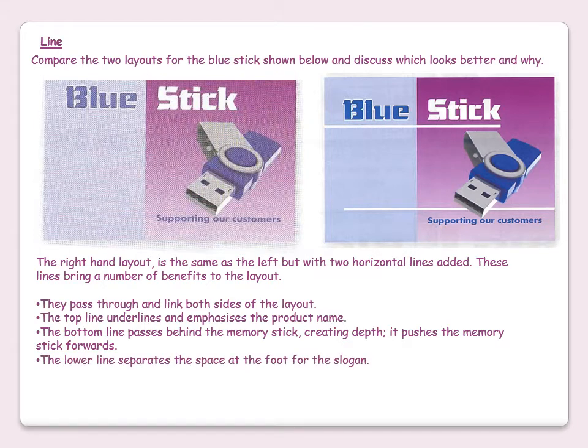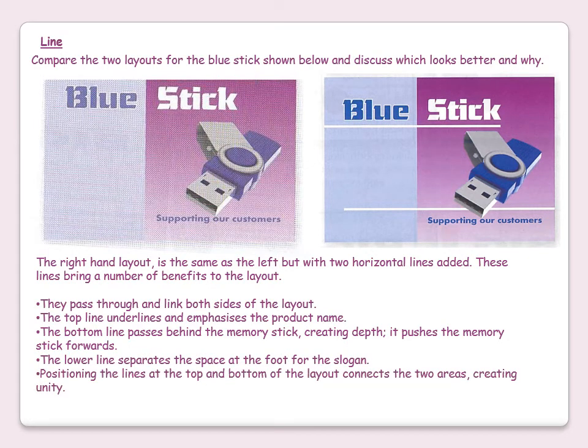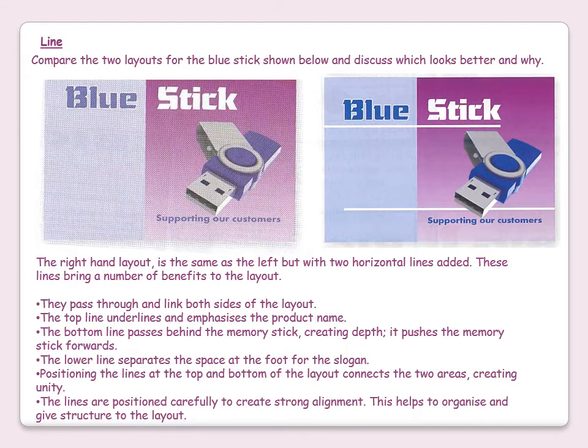The lower line separates the space at the foot for the slogan. Positioning the lines at the top and bottom of the layout connects the two areas, creating unity. And the lines are positioned carefully to create strong alignment. This helps to organise and give structure to the layout. So you can see how adding two simple lines can create a number of design principles.